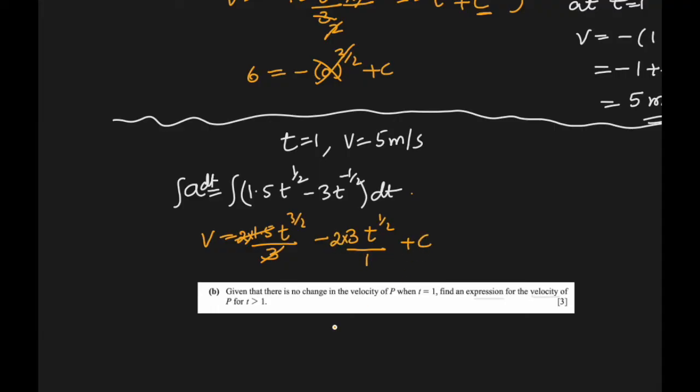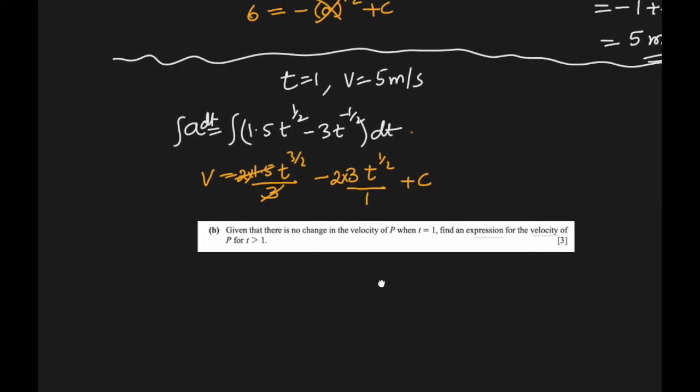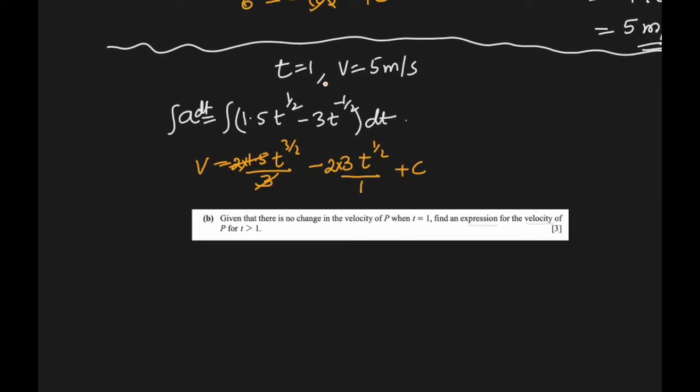plus c. So now for this c we'll use the fact we just collected. At t equal to 1, v is 5 meters per second. So v is 5 equal to, this is cancelled, t is 1 to the power 3 over 2, minus 6, t to the power, t is 1 again, power half, plus c.